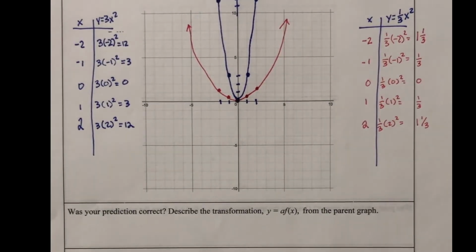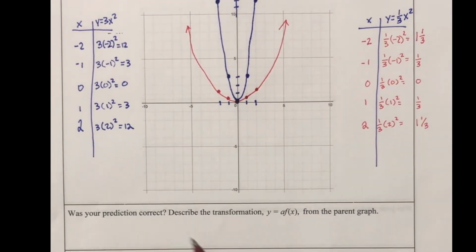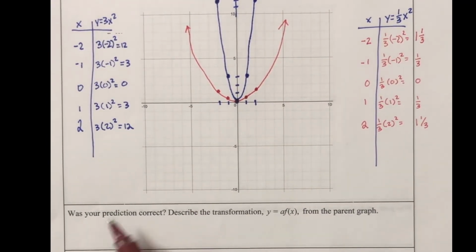All right, so was your prediction correct? That's for you to answer. So what did you determine this was going to look like before we actually graphed it? Now describe the transformation. In general, notice we're replacing the numbers 3 and 1/3 with a from the parent graph.